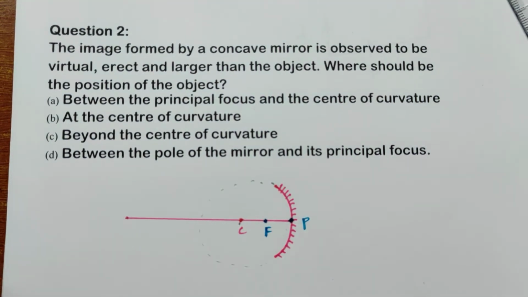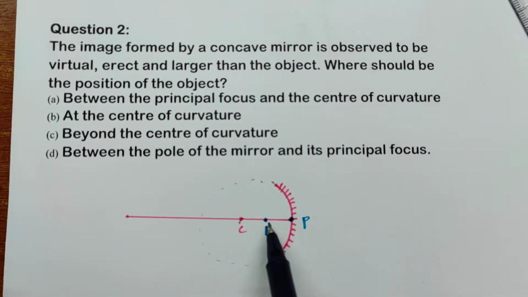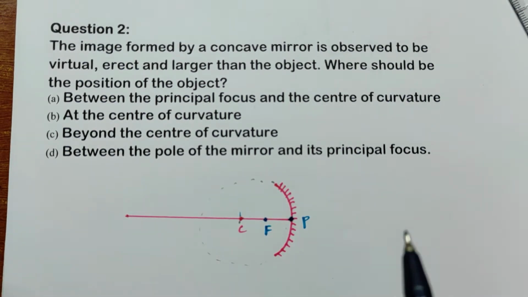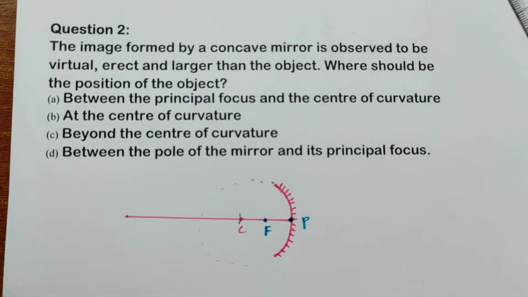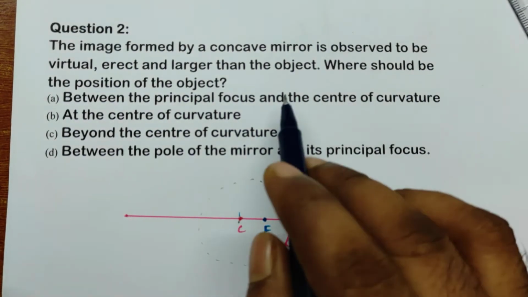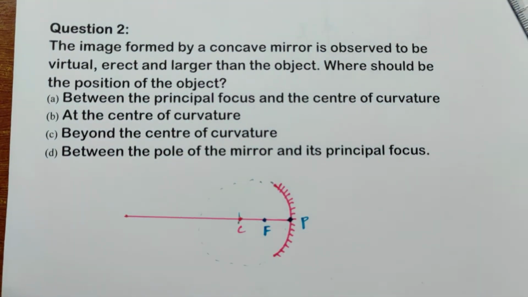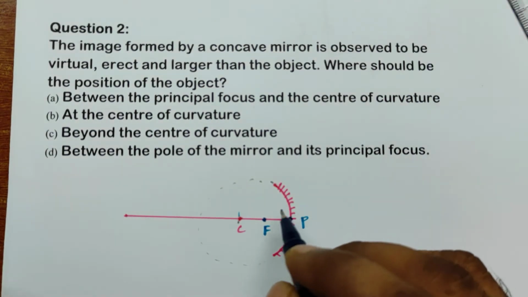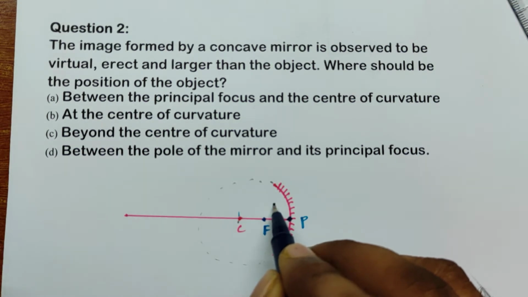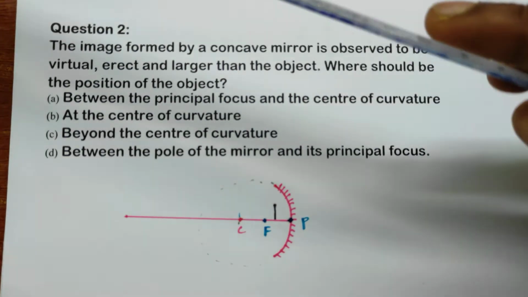Now, where should be the position of the object? Between F and P, or between C and F, or beyond C, or at C, like that they asked us. There is only one position where we can keep the object so that it forms a virtual, erect and larger image. That one position is between F and P. Let me take this as that position. I will draw the ray diagram so you can understand clearly why that position.